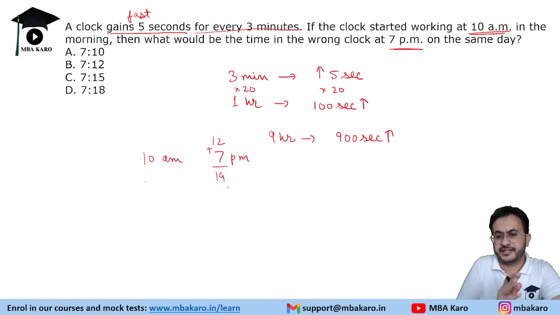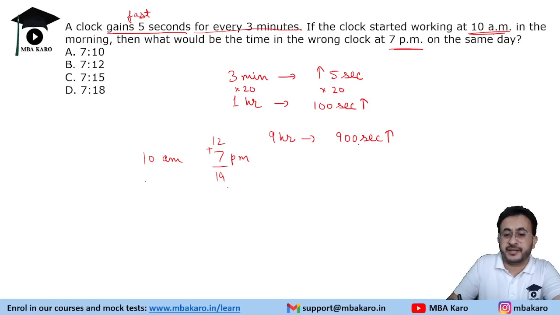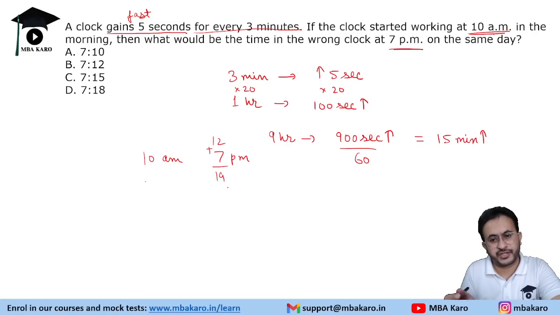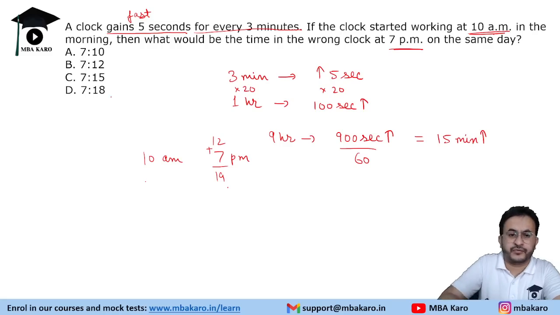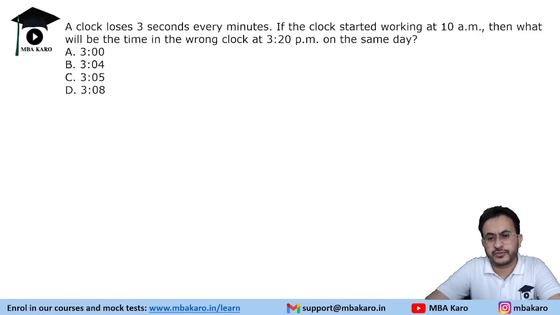Basic proportionality. It will increase in the same ratio. So in 9 hours it will be ahead by 900 seconds. Divide by 60, that will be 15 minutes. So it is ahead by 15 minutes. Right? So the time is 7 p.m. The clock will show 7:15 p.m. So it will be ahead by 15 minutes. Same concept is for a slow clock also.